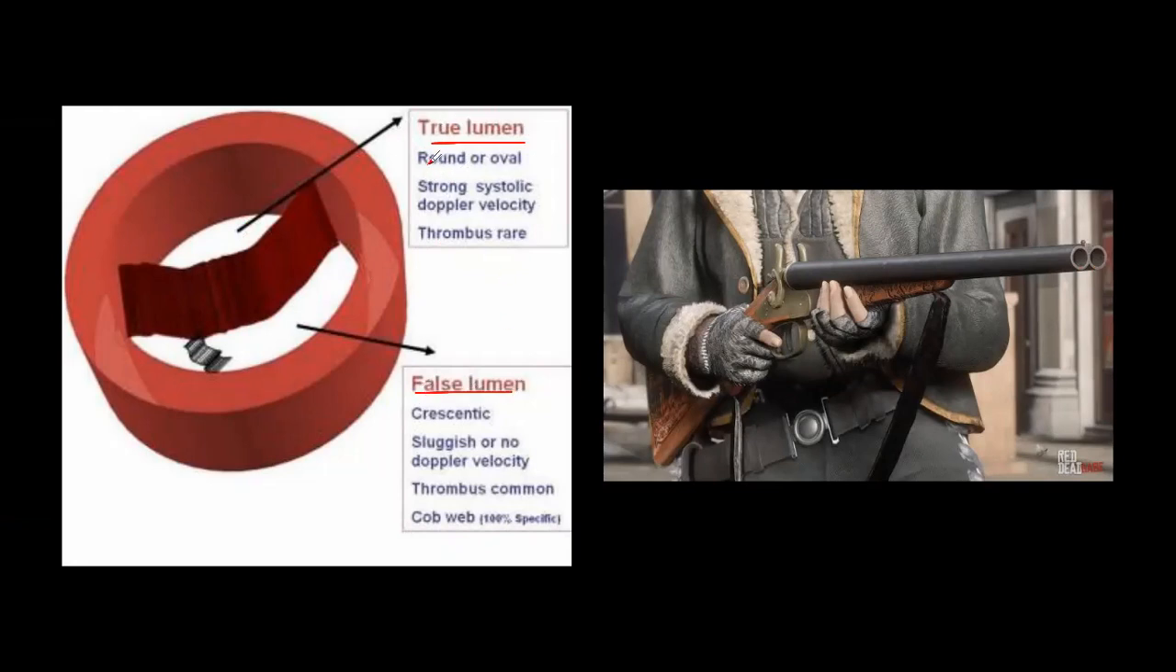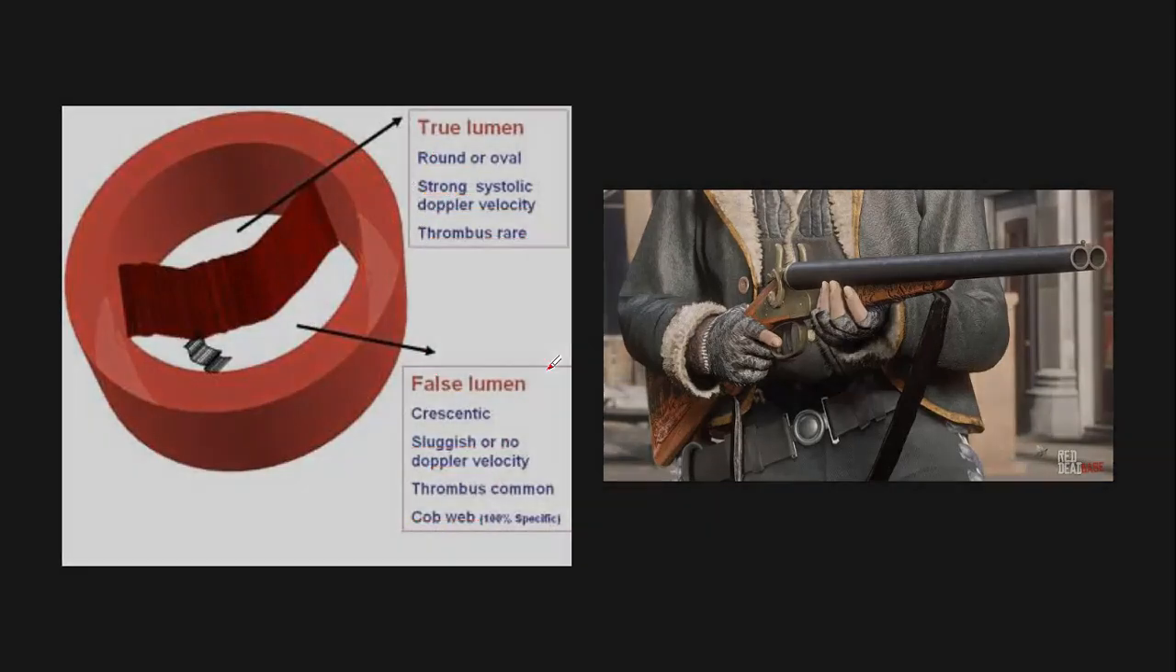Now the true lumen is round or oval, and it has strong systolic Doppler velocity, and thrombus rarely occurs here. But the false lumen is crescentic in shape. The velocity is slow, sluggish, or there is no Doppler velocity. Thrombi are common. Why? Because there is stasis. Also, there are cobweb formations. So those are the differences between the true lumen and the false lumen in the double-barreled aorta.